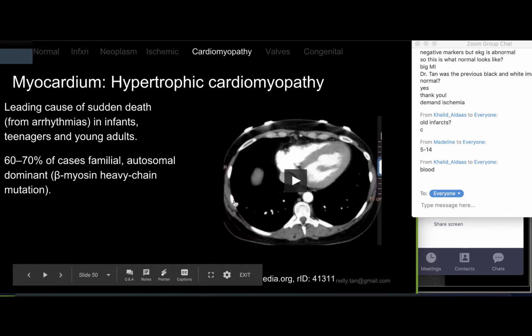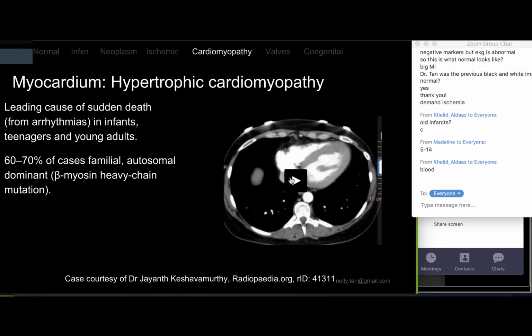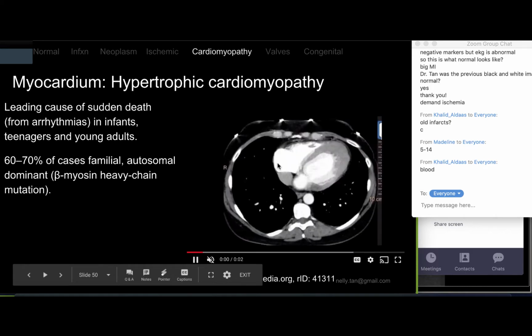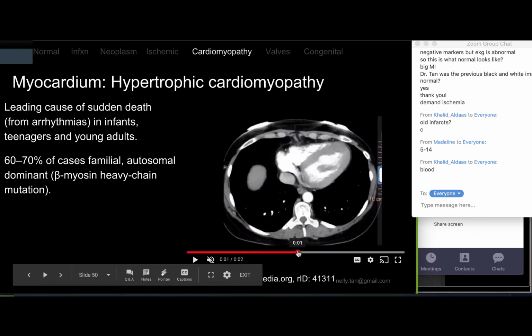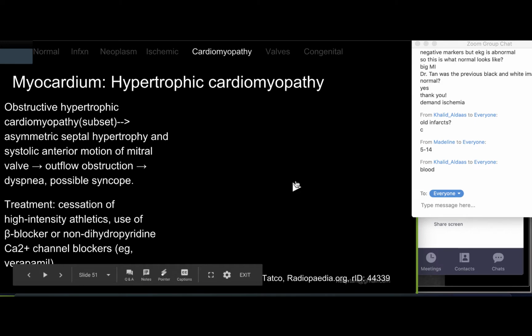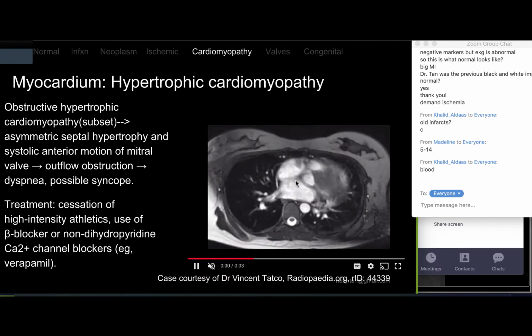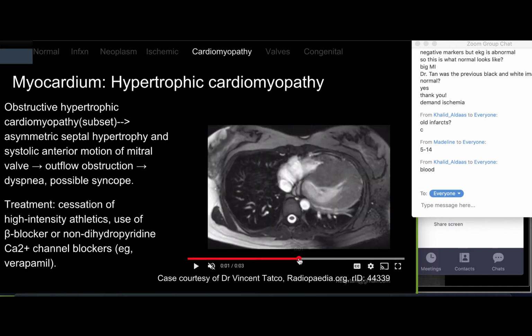Hypertrophic cardiomyopathy is another type of cardiomyopathy that happens in young people because it can lead to sudden death. There's a recent UCLA basketball player who was diagnosed with hypertrophic cardiomyopathy, and I think now has to stop playing. Here, the left ventricle is very thick. This is symmetrical hypertrophic cardiomyopathy because it's diffusely, homogeneously thick. But you can have an asymmetric form, which is what we see here.